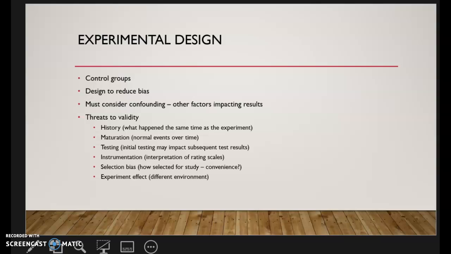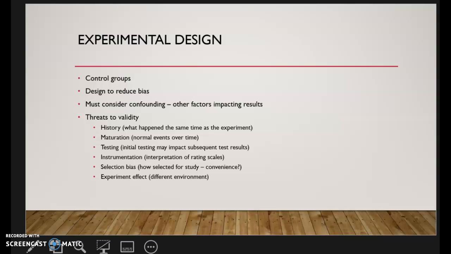Maturation, a 20-year-old may not have the same results as a 40-year-old, and how normal events of life actually expand over time. So again, there tends to be controls over age ranges or possibly racial differences, or male, female, or gender issues. We also need to look at how we're testing. And if we're doing a pre and a post test, knowing what those pre-test questions were may impact the post-test, those types of things.